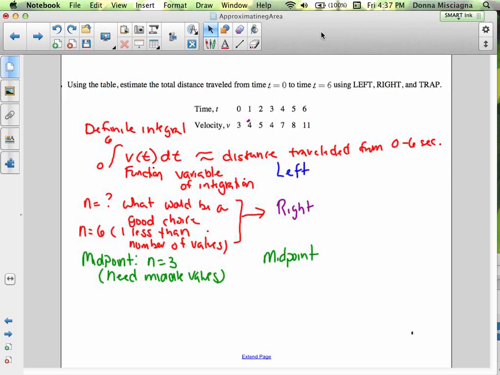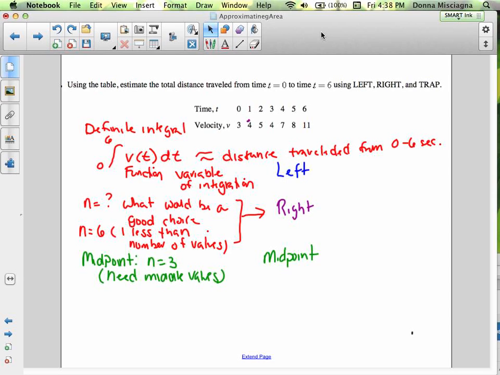So that is equal to the distance traveled from 0 to 6 seconds. We're going to approximate the distance traveled from 0 to 6 seconds using a left Riemann sum, a right Riemann sum, a midpoint Riemann sum, and then the trapezoid rule. The definite integral itself gives the exact value.